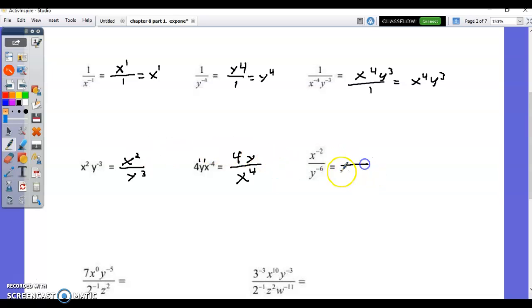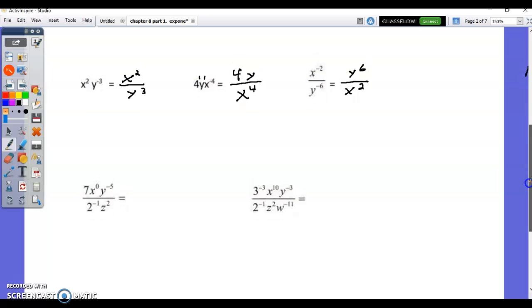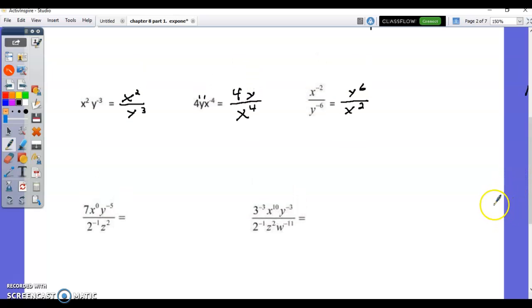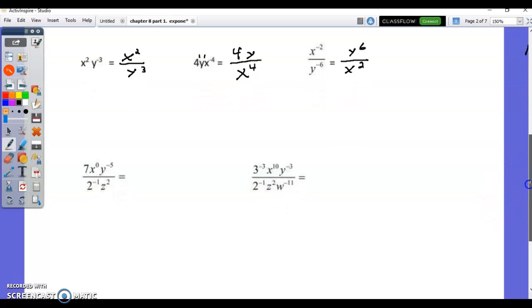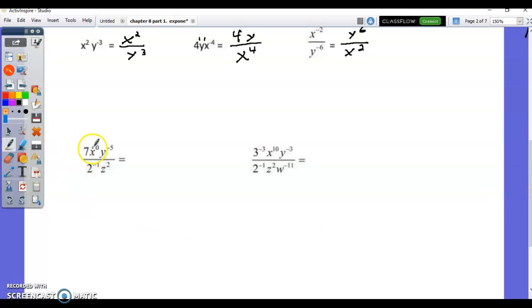So over here, we have x to the negative 2, that's going to go on the bottom and become x squared, and y to the negative 6 will go to the top, and we make that a positive. So again, once you get the hang of it, it's just moving things to one side or the other. These last two examples, again, we have a couple more numbers. I'm going to put a little 1 here for that 7, because that 7 is a 1.